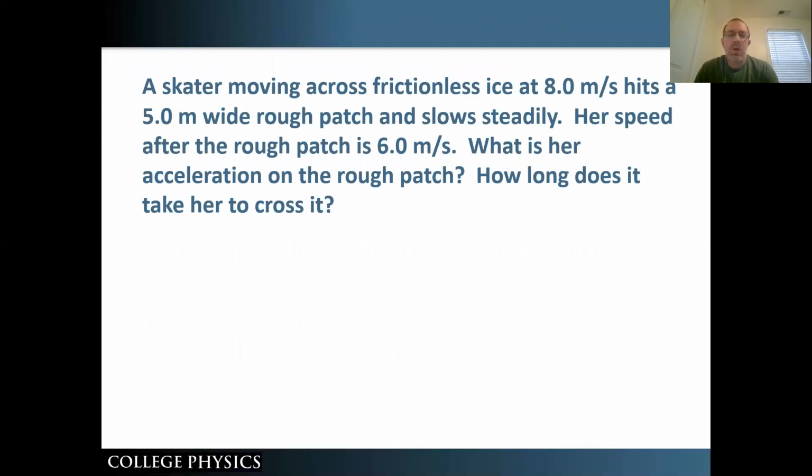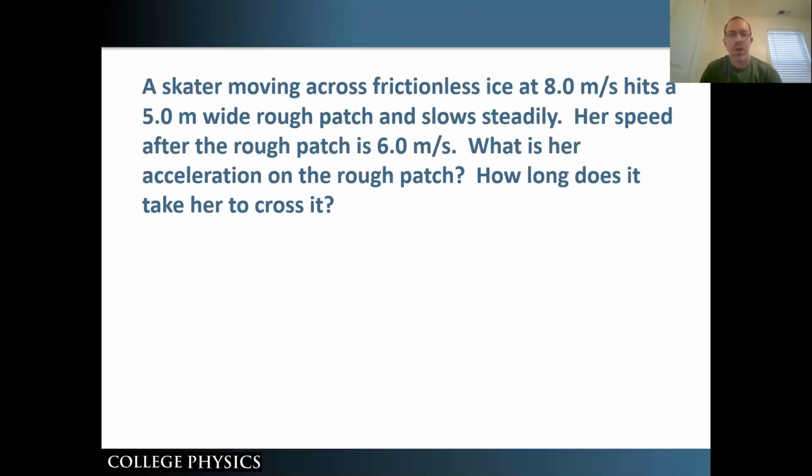All right, so let's take a look at an example problem. In this example problem, we've got a skater that moves across ice at 8 meters per second. She hits a rough patch that's 5 meters wide, and as a result of that, she slows down to 6 meters per second by the time she finishes crossing the rough patch. We're asked for a couple things here. We're asked for her acceleration, and we're asked how long it takes her to cross.